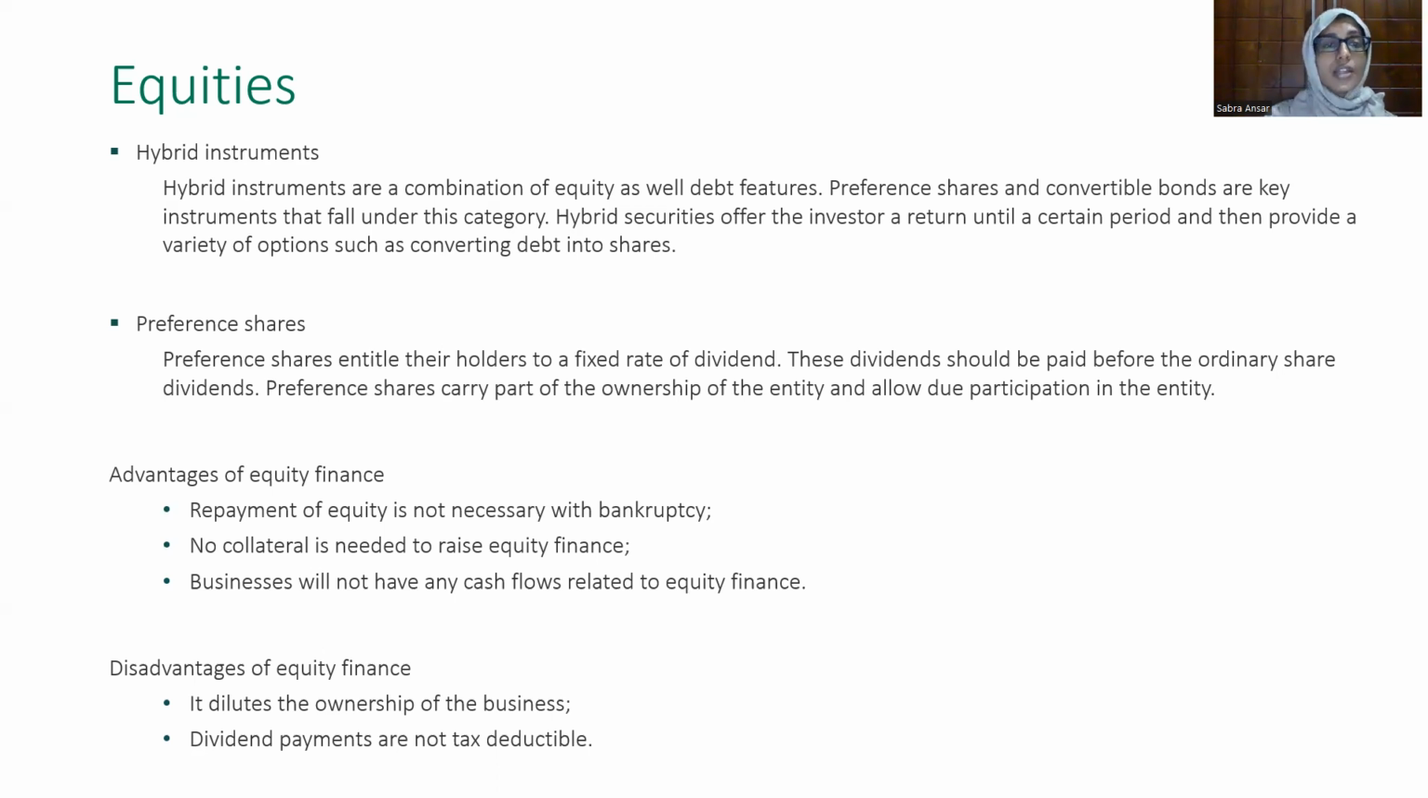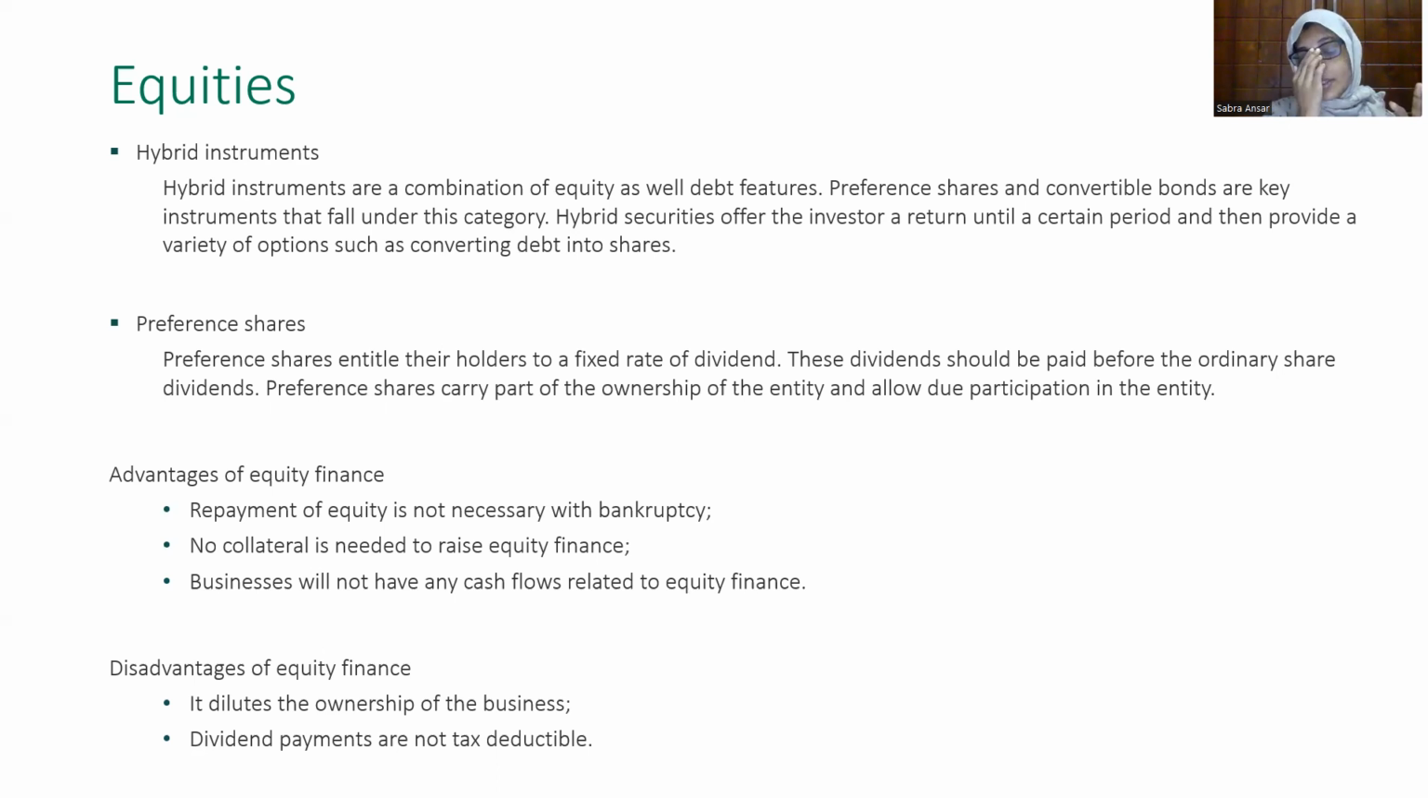Preference shares entitle holders to get a fixed rate of dividend. The difference between a preference shareholder and an ordinary shareholder is that an ordinary shareholder does not have a fixed rate of dividend.